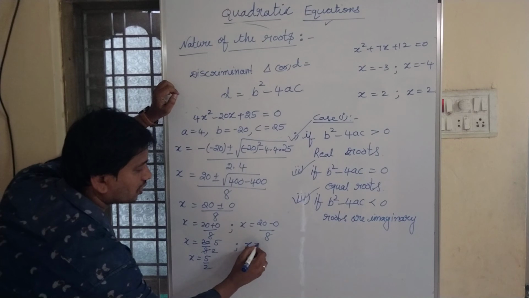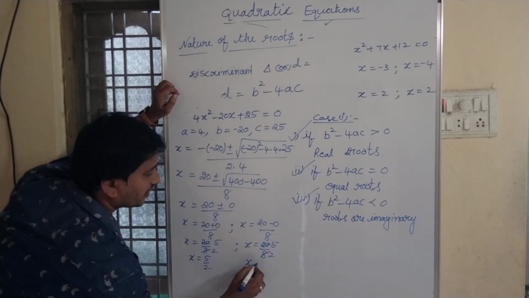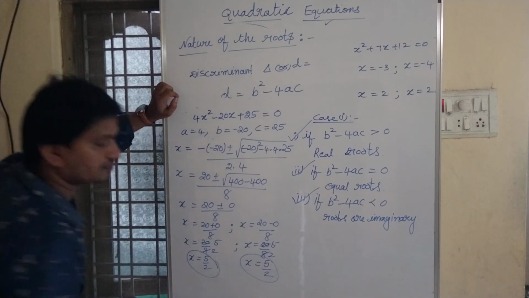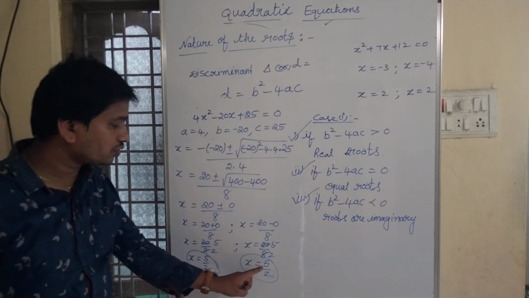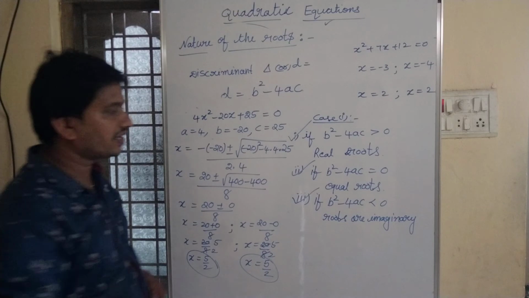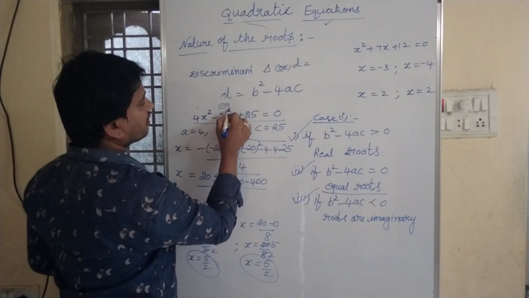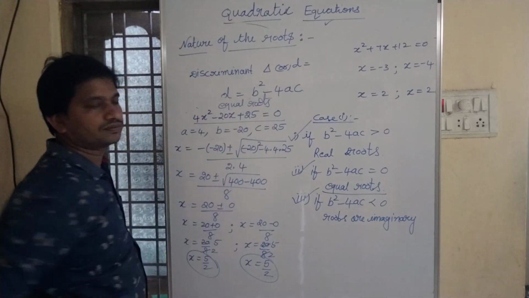Here also x is equal to 20 minus 0, 20 by 8, x is equal to 5 by 2. You can observe here, children, we got both the roots are equal. Here also x is equal to 5 by 2. Then we can say that the given quadratic equation, what is the nature of the given quadratic equation? It has equal roots, children.